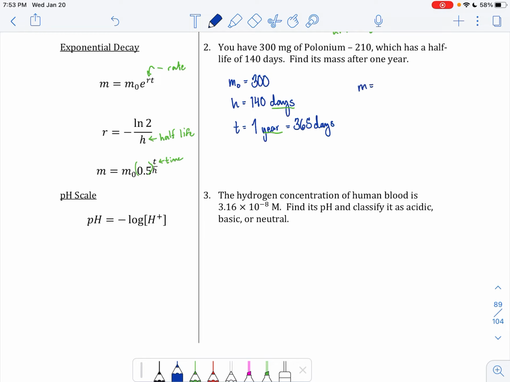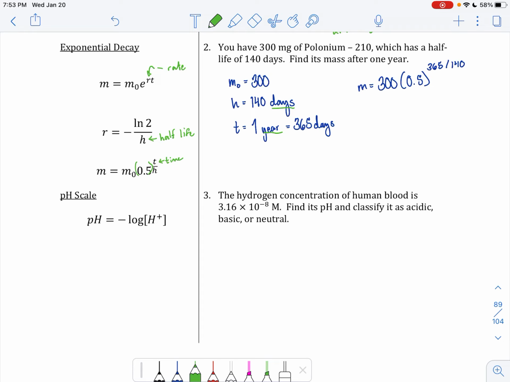Anyway, the mass after 1 year would then be 300 for the initial mass, 0.5 because it's half-life, and then t over h, which is 365 over 140. Again, you're definitely going to want your calculator for this. If you want to do it all in one line, you can.